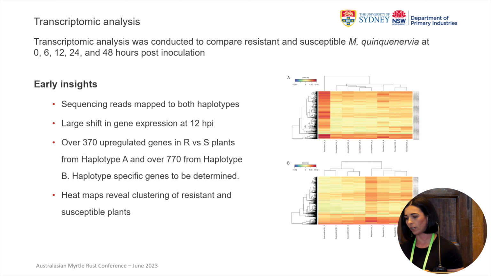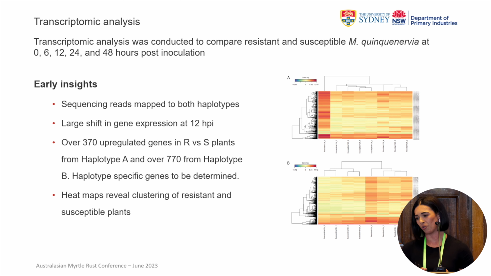And I guess what was really interesting here was just to see that we do see these plants, all of the resistant and the susceptible. So we're just looking at heat maps here of the differentially expressed genes. And we do see this clustering of resistant and susceptible plants, which indicates that they're behaving in a similar manner.